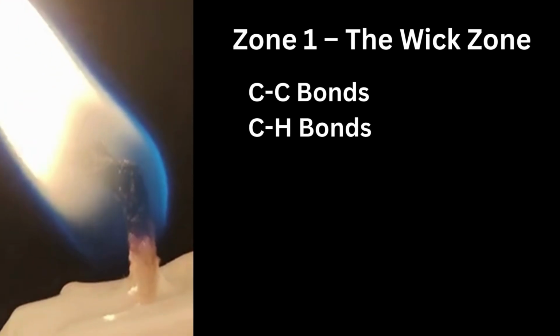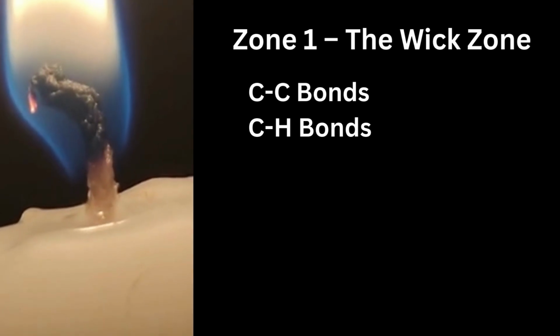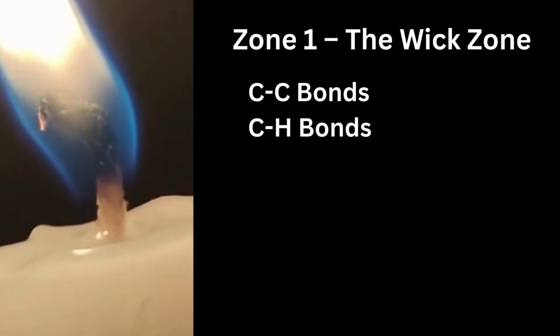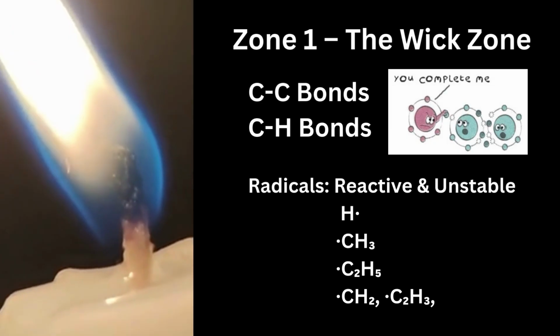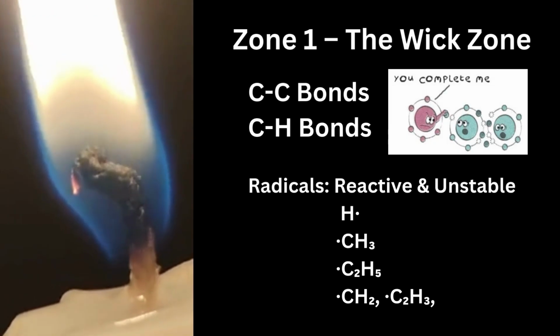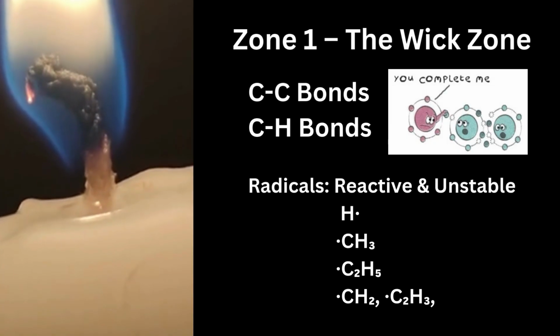Zone 1, the wick zone. Right above the wick, wax vapor gets so hot that chemical bonds break apart. Carbon-carbon bonds and carbon-hydrogen bonds all snap into smaller pieces called radicals. Radicals are like tiny, restless atoms and molecules. They are super reactive, and they drive the flame forward.